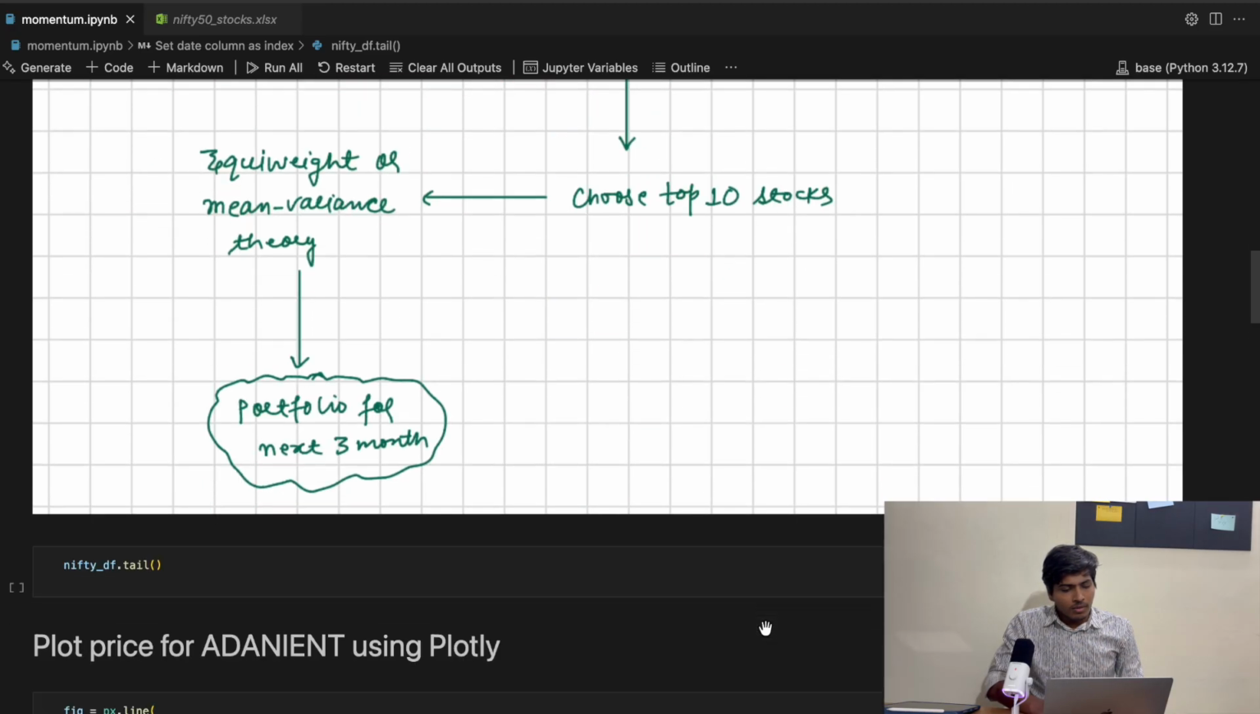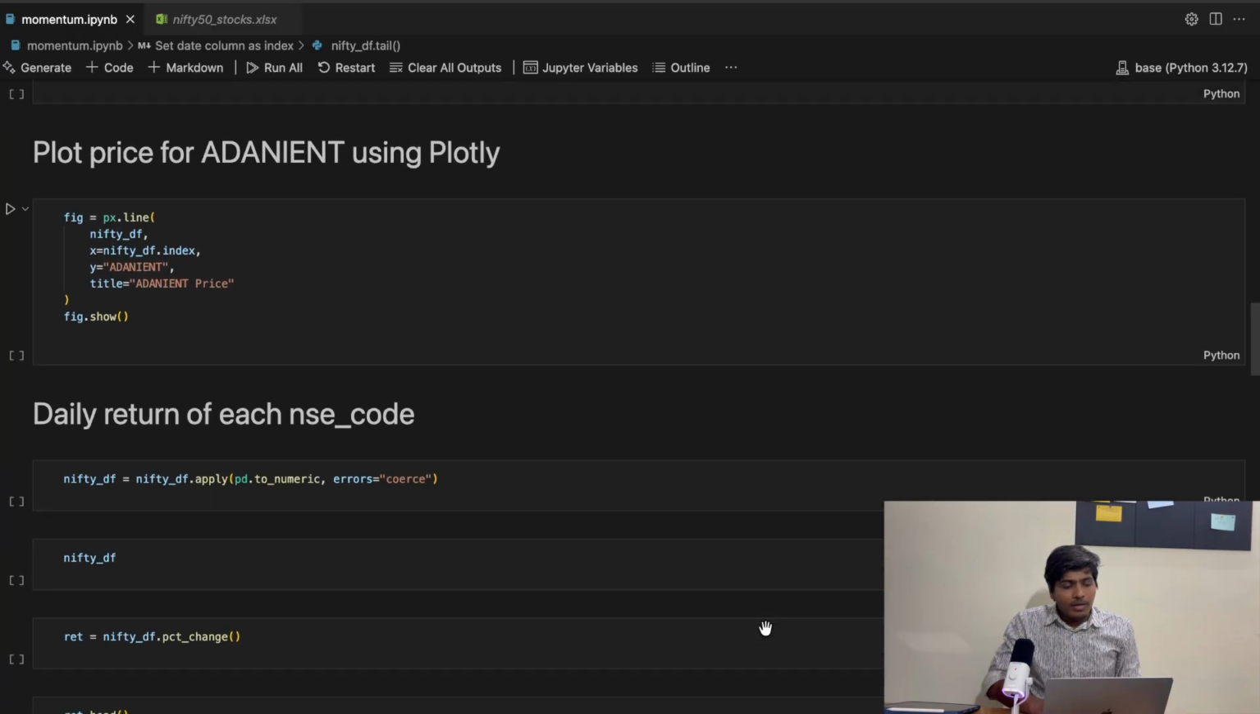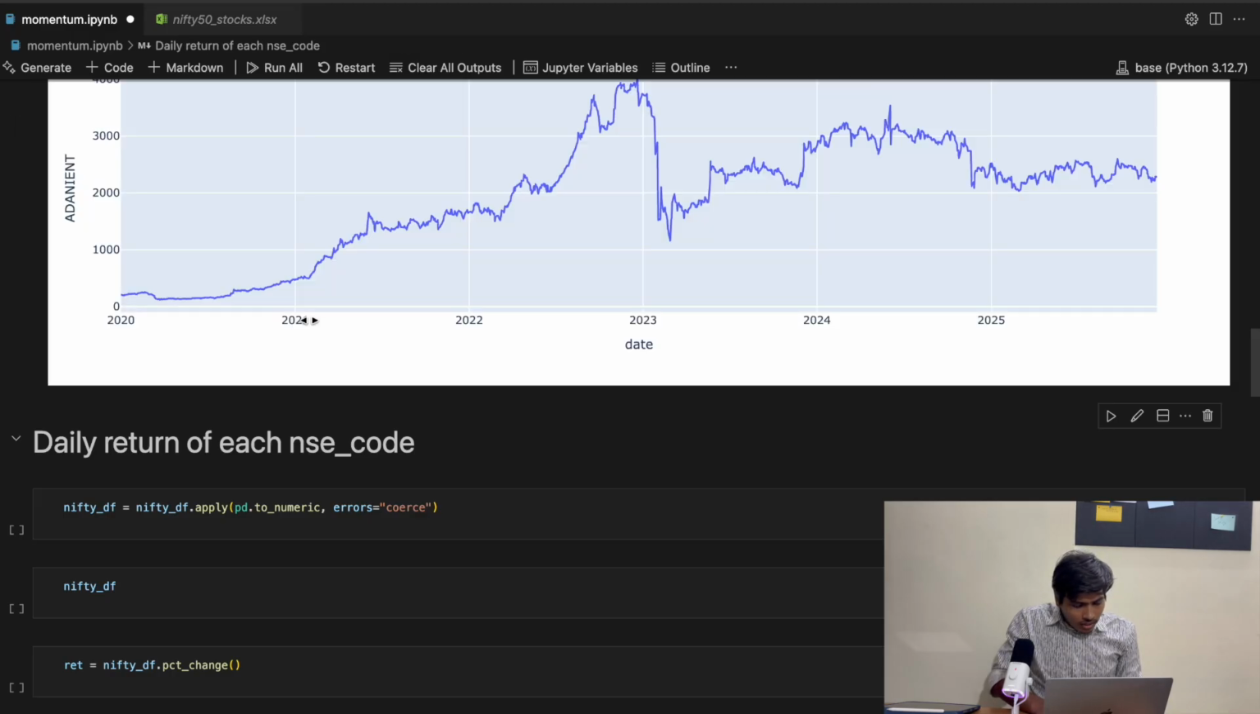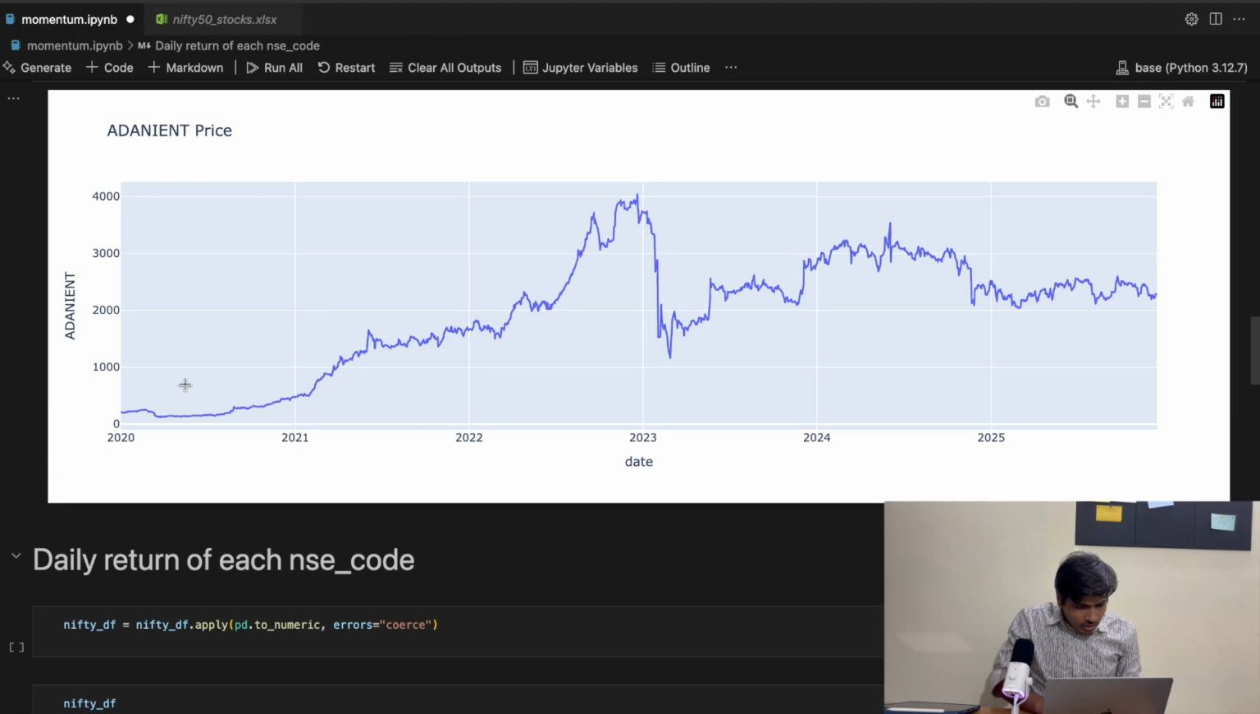Now let's see how the price looks, let's take Adani as a stock. You can use plotly by fixing X as the date index and Y as a column of that data frame. If you see, in January 2020 it was around 201, and currently it is around 2216. So approximately 10 times over the last 6 years.